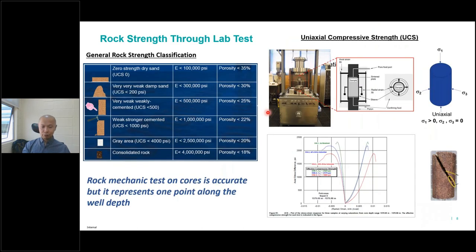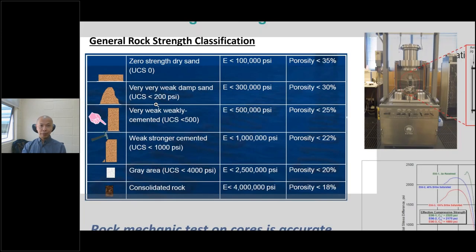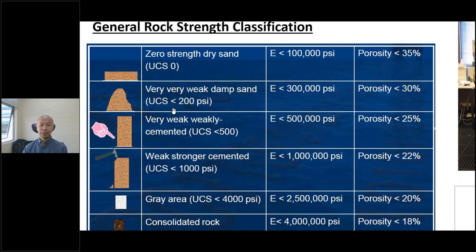All right, so we talked about stress just now, which is basically external force acting on the rock. Now we are going to cover the rock strength, the characteristic of the rock itself. The table that you see here is basically a simple way to classify rock based on strength, right? We use three parameters here: UCS, which stands for uniaxial compressive strength, we'll talk about it later, Young's modulus, E, and porosity.